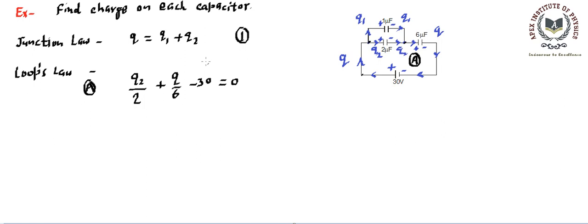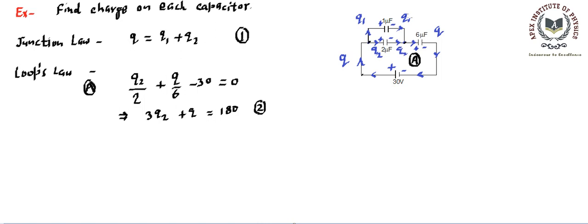We can simplify this equation a bit so that we have an easy calculation later on. Let's multiply this entire equation by 6, so that it becomes 3 Q2 plus Q is equal to 180. So that's the second equation. Now if we can get another relation between Q, Q1 and Q2, then there will be 3 equations and we will be able to solve the question, right?